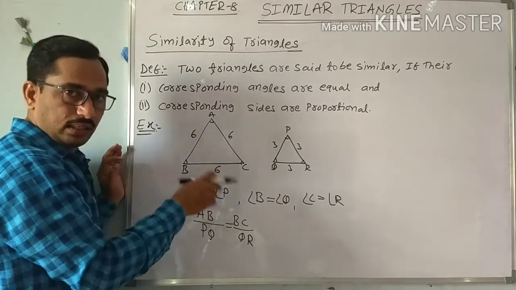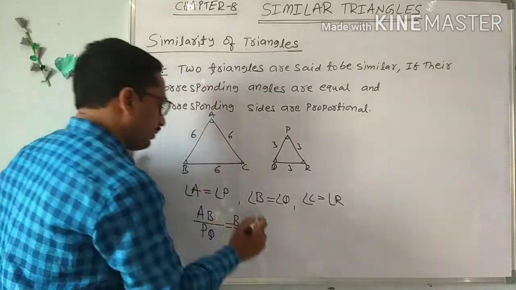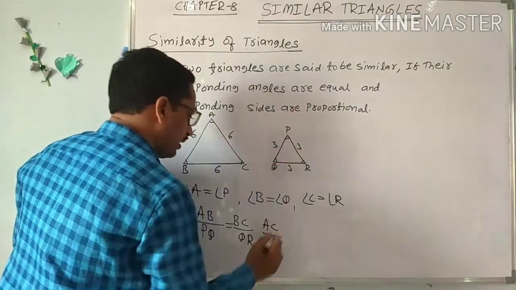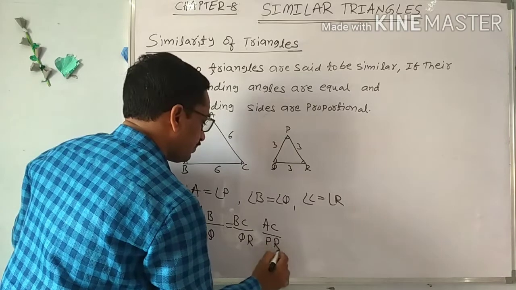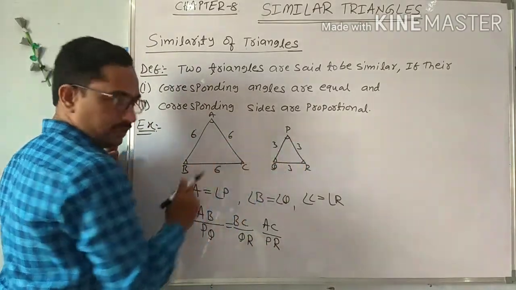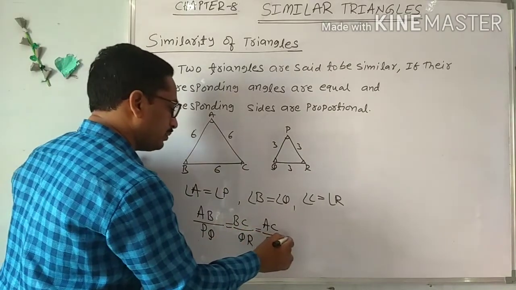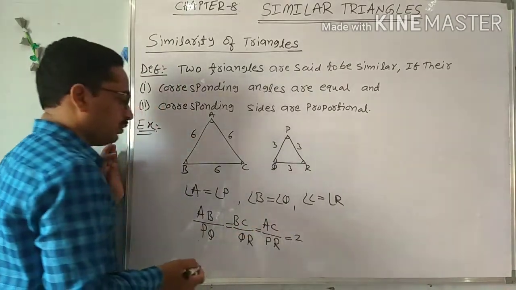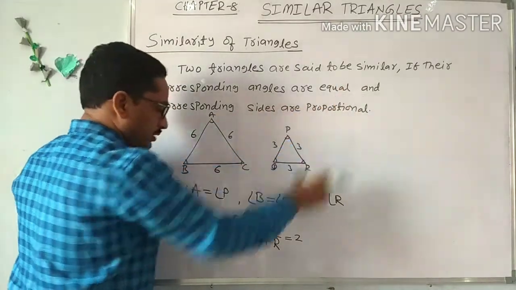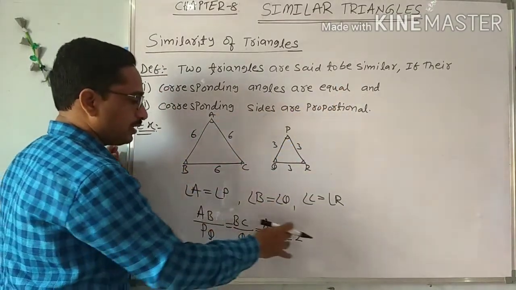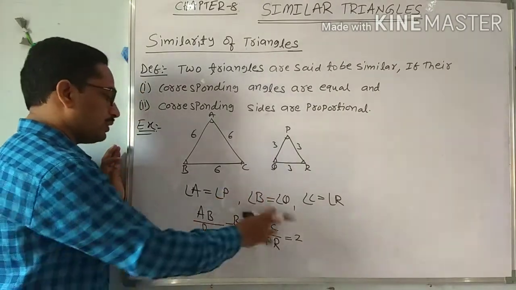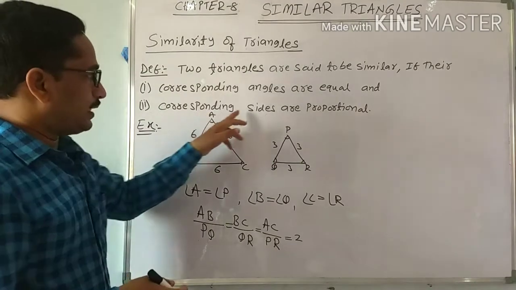Next, check the third one, AC or CA. Its corresponding side is PR or RP. AC value 6, PR value 3, 6 by 3 is 2. So all these are equal to 2 by 1, or 2. So all the corresponding sides are proportional. Proportional means the ratios are all the same, 2:1, or 2.